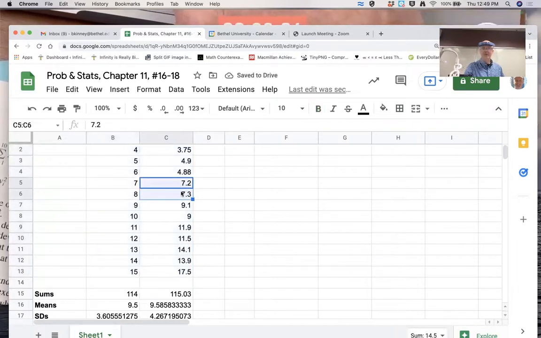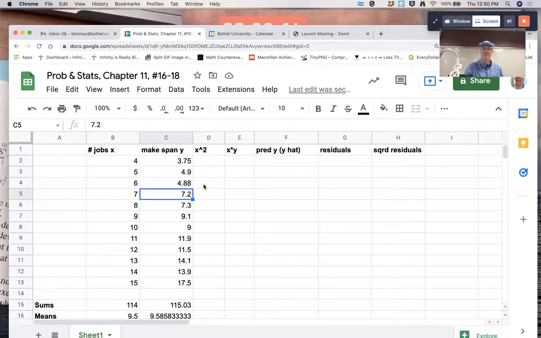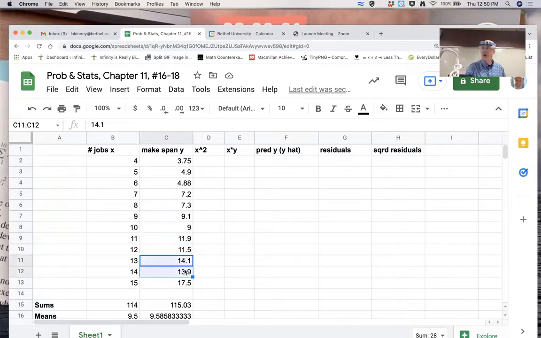The make span for the next even number is the same, closely, not exactly the same, as the make span for the previous odd number. Something weird going on there for these data. You'd want to investigate why, if you didn't know why.